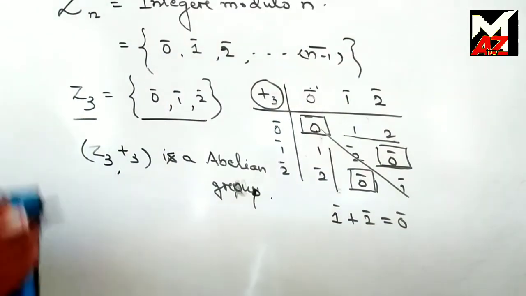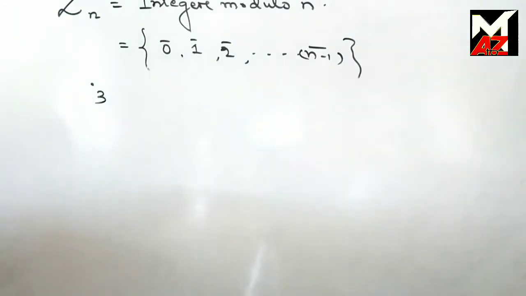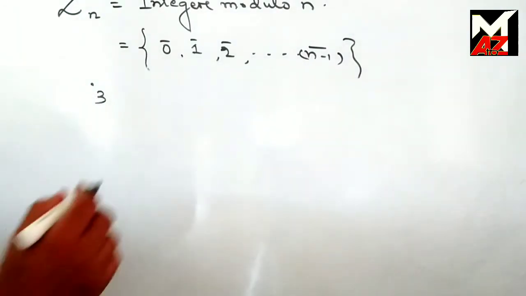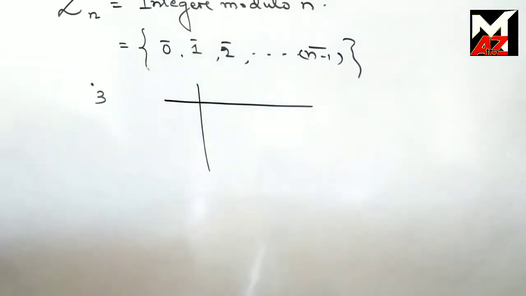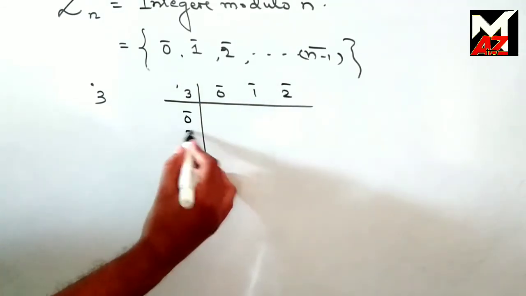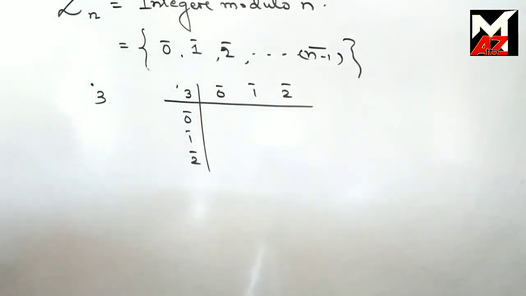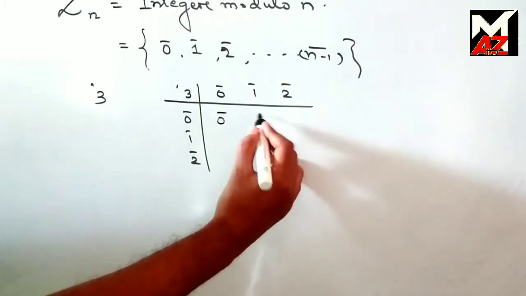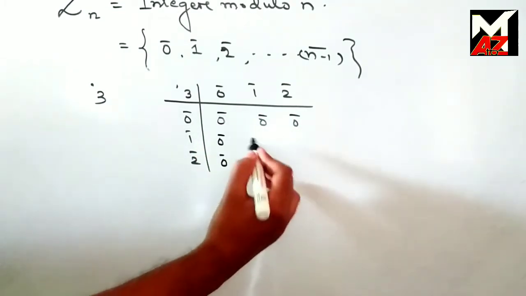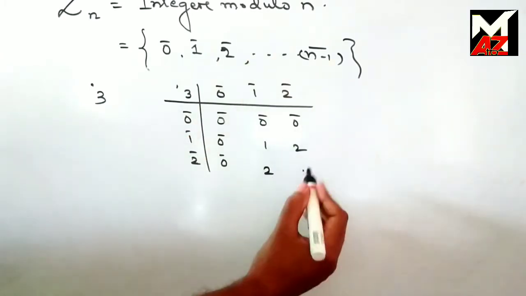Abelian group. Now we consider this group with respect to dot 3, that is multiplication modulo 3. Then we make a composition table as 0̄, 1̄, 2̄ and 0̄, 1̄, 2̄. Here we multiply and then divide by 3, and this gives 0̄, 0̄, 0̄, 0̄, 0̄. This is 1̄, this is 2̄, this is 2̄, this is 2 into 2, 4, that is 1̄.